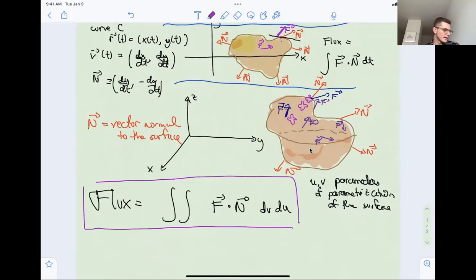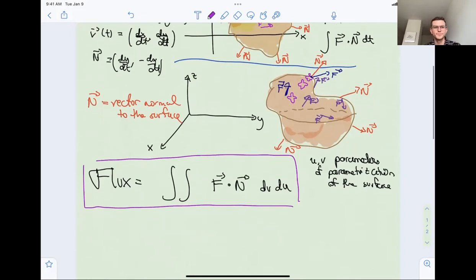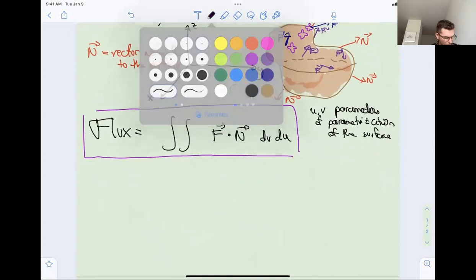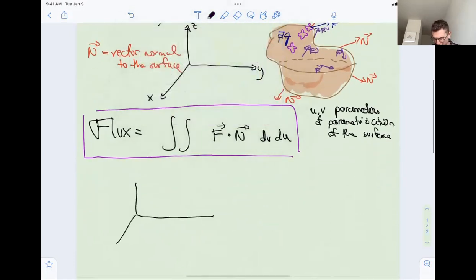But the thing is, what you have to take advantage of is that if you had a parametrization, you could find a normal vector to the surface. I sort of mentioned this last week, but you may have forgotten already, but it's kind of useful. So if you had a surface, let me draw it here, just a random surface.